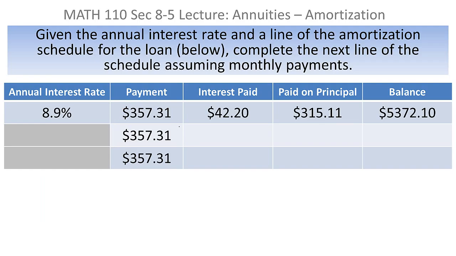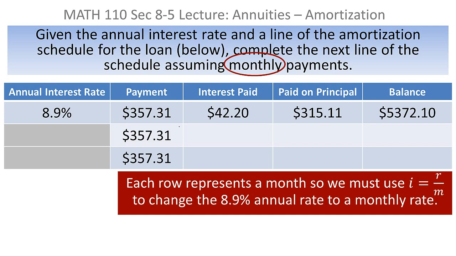Now let's move over and look at the amount of interest paid. These are monthly payments, so every row represents a month. So we can't calculate the amount of interest owed until we change that annual interest rate. They gave us an annual interest rate. We've got to change that to a monthly rate. And that's what the formula I equals R over M does for us. So we have to change that annual rate to a monthly rate if we're going to go month by month on this table, which is what they're asking us to do.